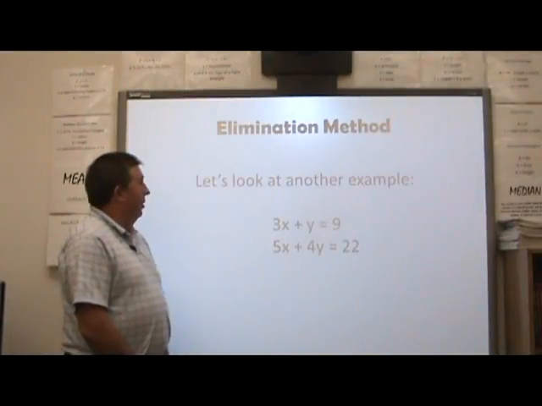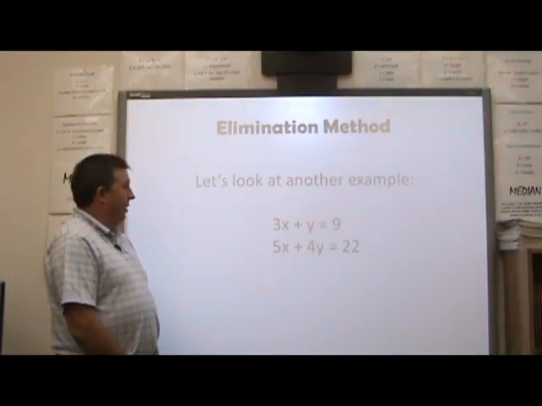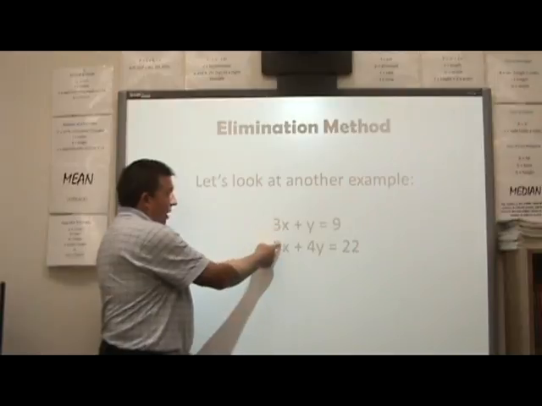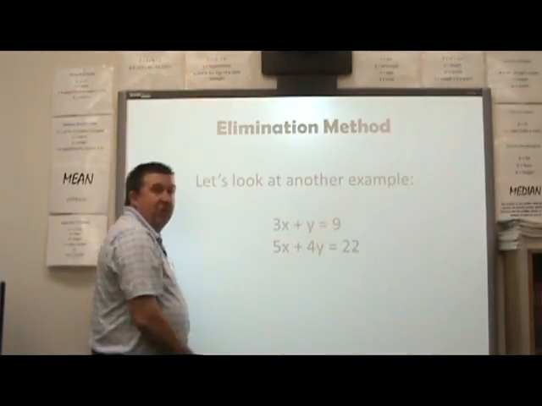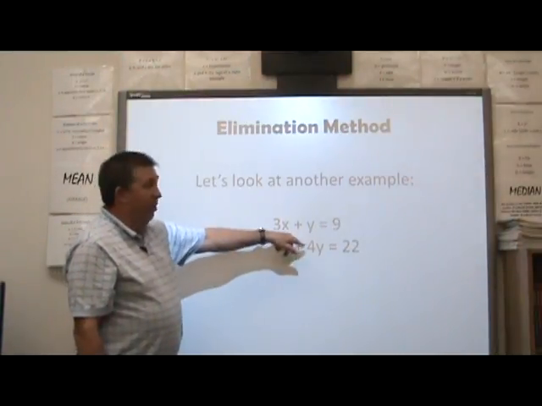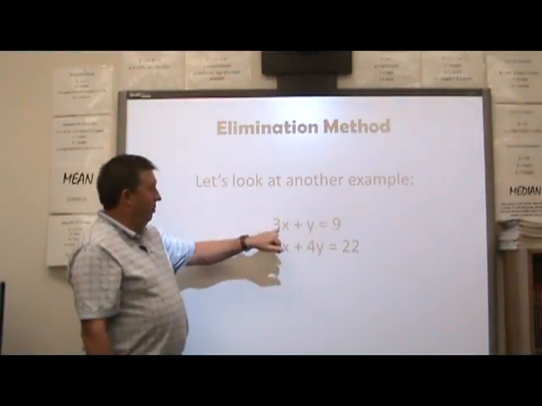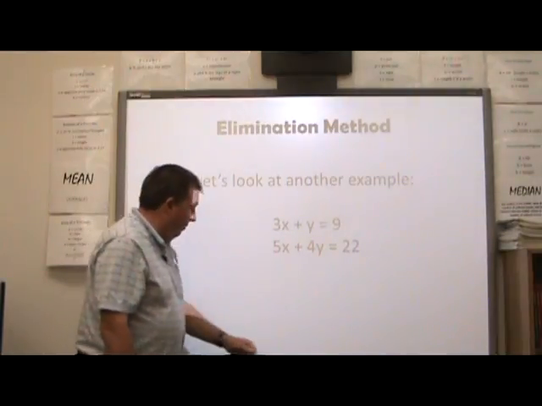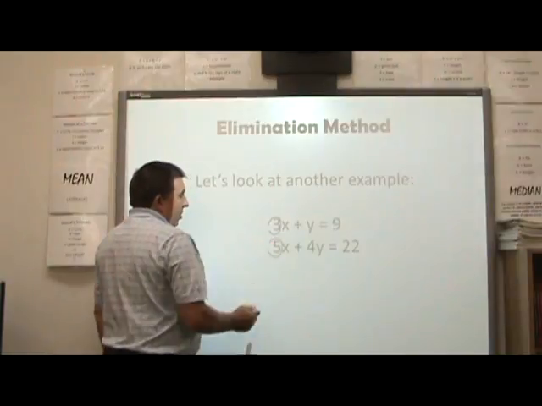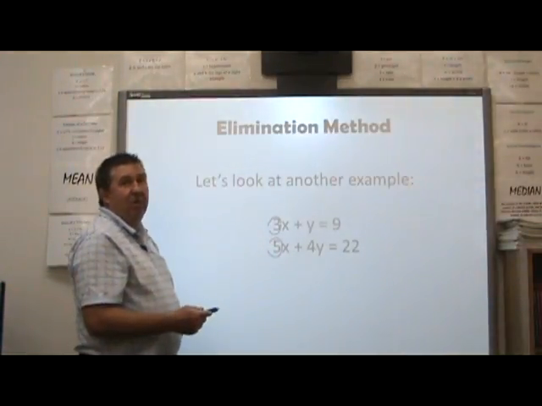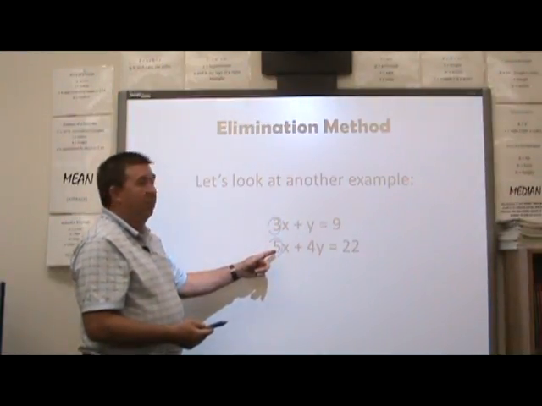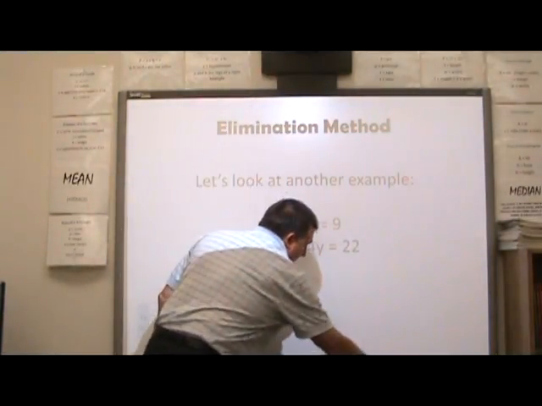Okay, elimination method. Let's look at another example. This one's a little more difficult than the last one because if you'll notice, neither the x numbers or the y numbers will match up. So if you add these two together, these two x's will not cancel out, nor will the y's. And if you subtract the two, the x's nor the y's will cancel out. So what you have to do is, you have to either match up the x numbers, which you could do both of them. They would match up at 15. So you could make this 15 and that 15 to subtract. Or you could match up the y numbers.